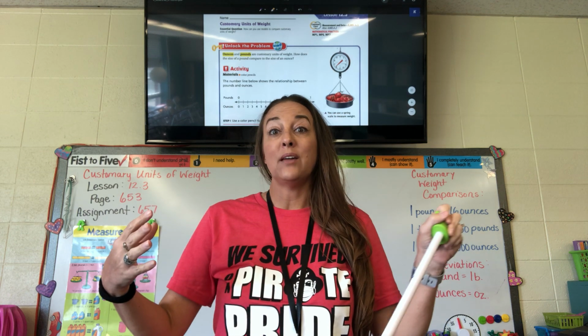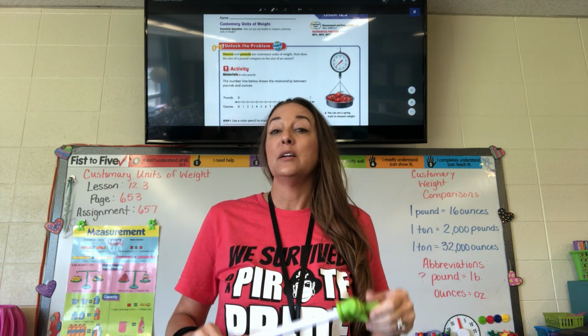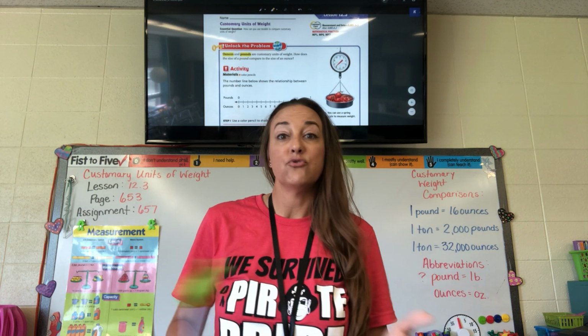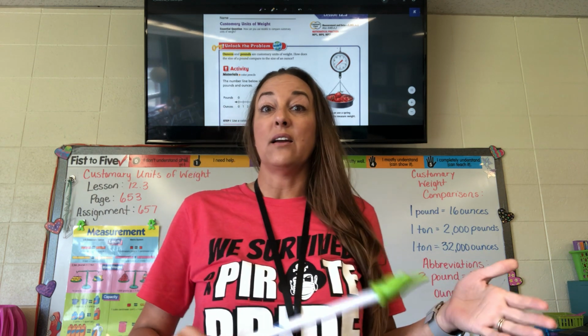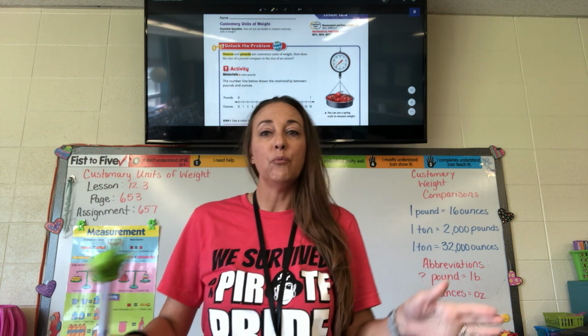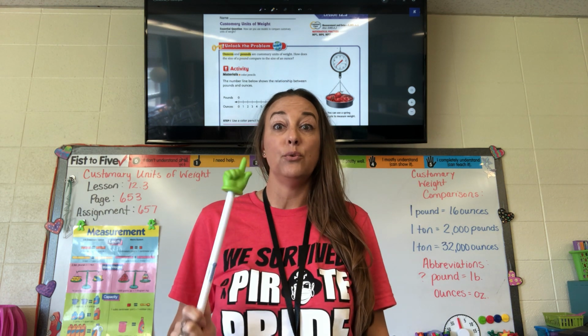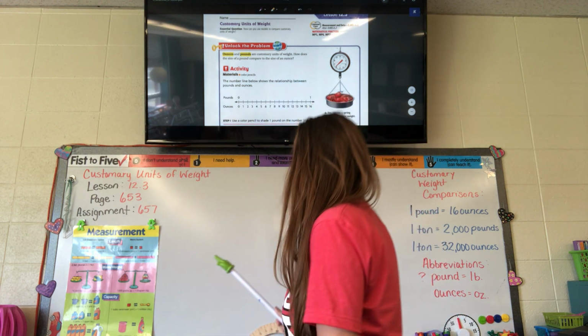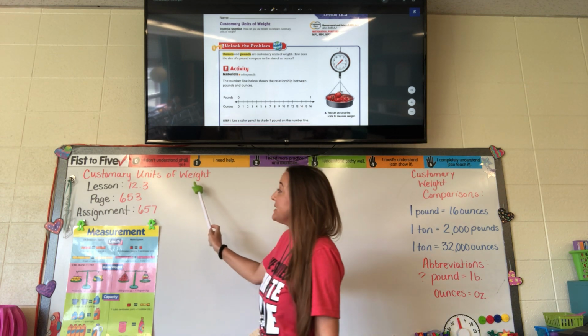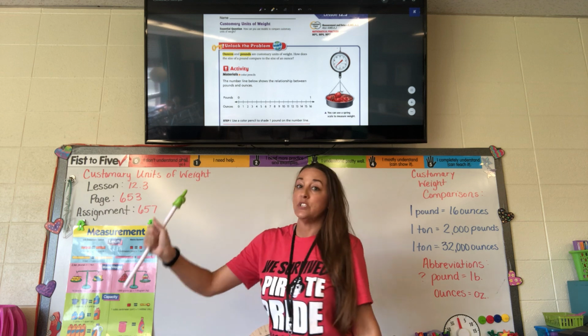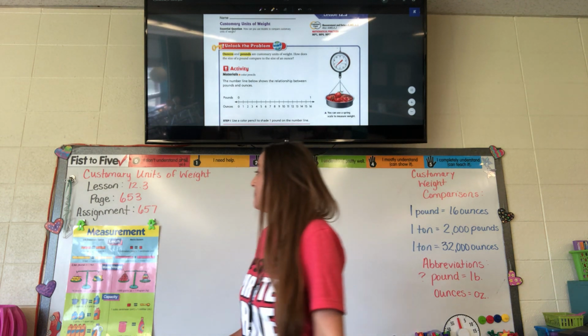You set up a comparison and then you just multiply by tens or hundreds or thousands, so using your basic facts and tacking on your zeros. So we're just going to go ahead and go on to lesson 12.3, which is customary units of weight. You need to turn in your book to page 653.